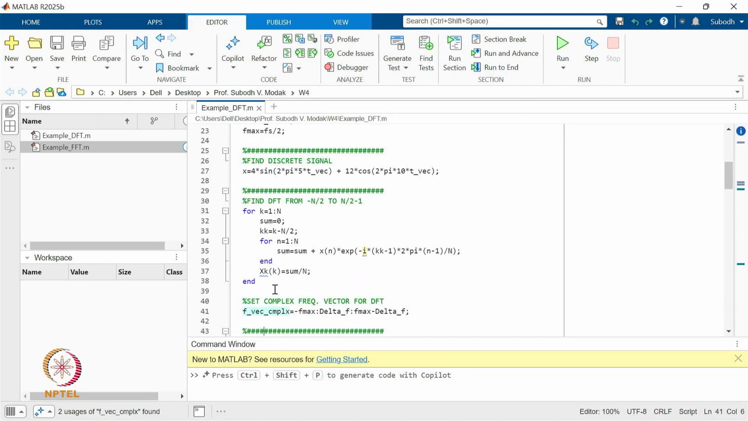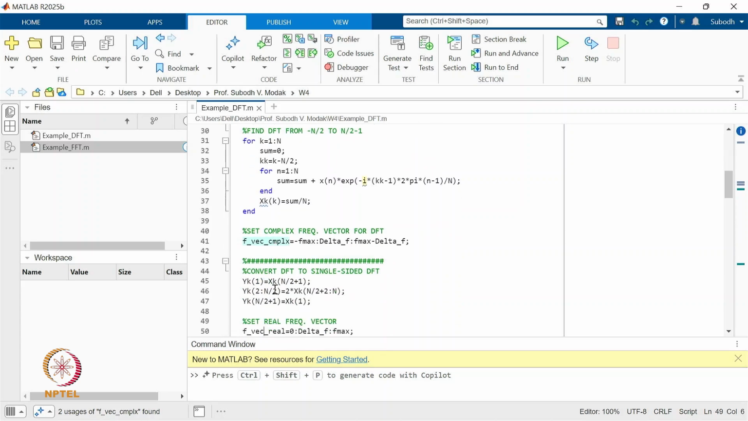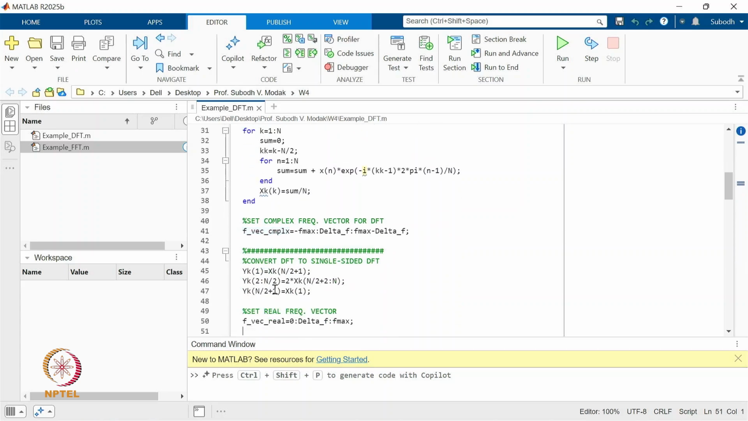Now, we are going to plot these values. Of course, before that we need to convert, because as has been asked in the question, we also need to find a single sided DFT. So, I am now converting here, which I also explained in the lecture classes, how to convert from two sided to single sided.